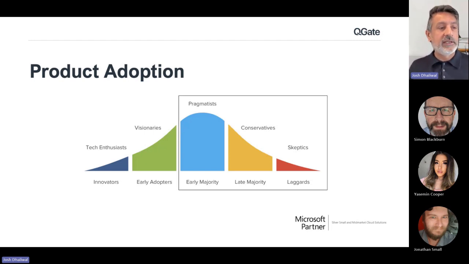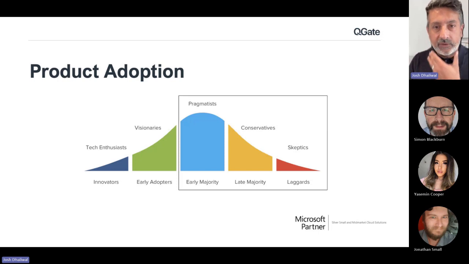And obviously the early successes of your implementation are likely to be amongst the tech enthusiasts and the users most vocal about the need for change, your visionaries, the change agents. So both of these segments actually represent the minority of your user group.